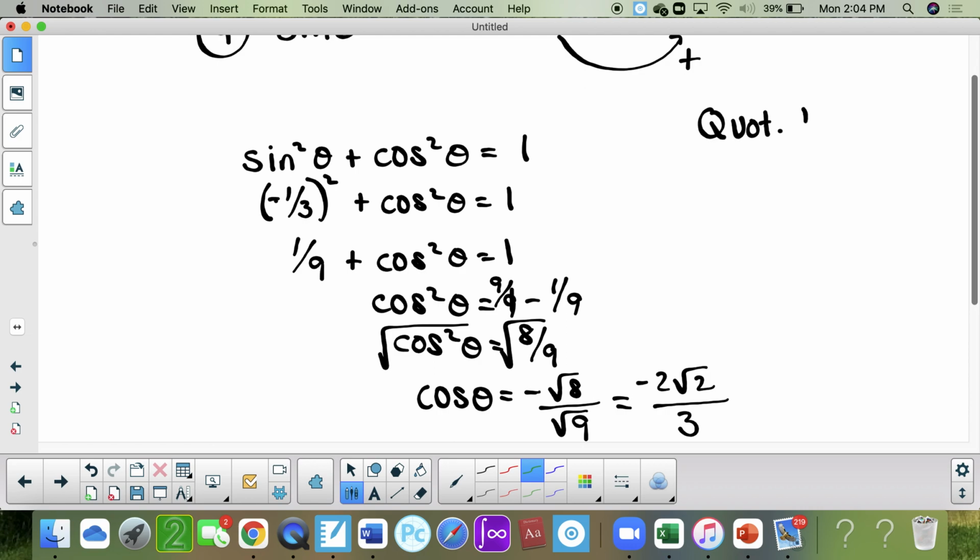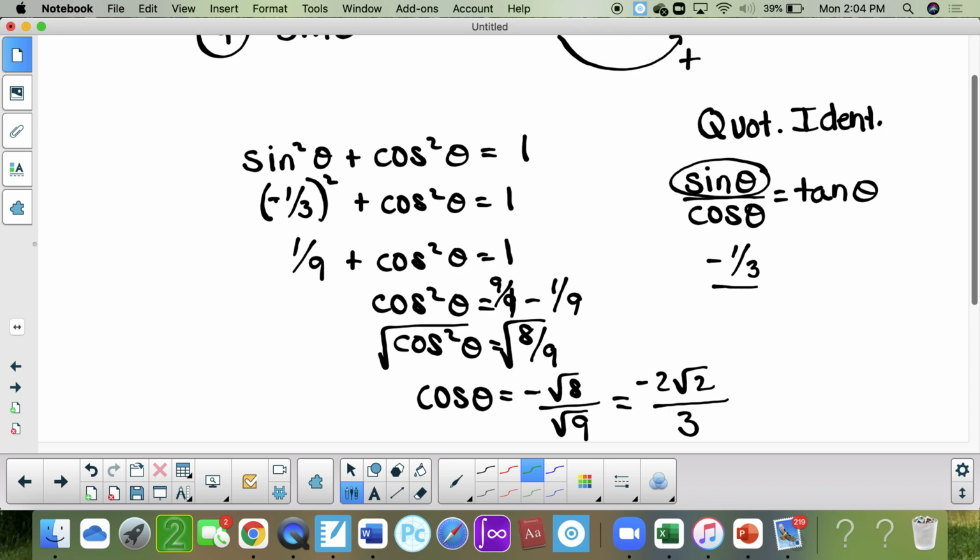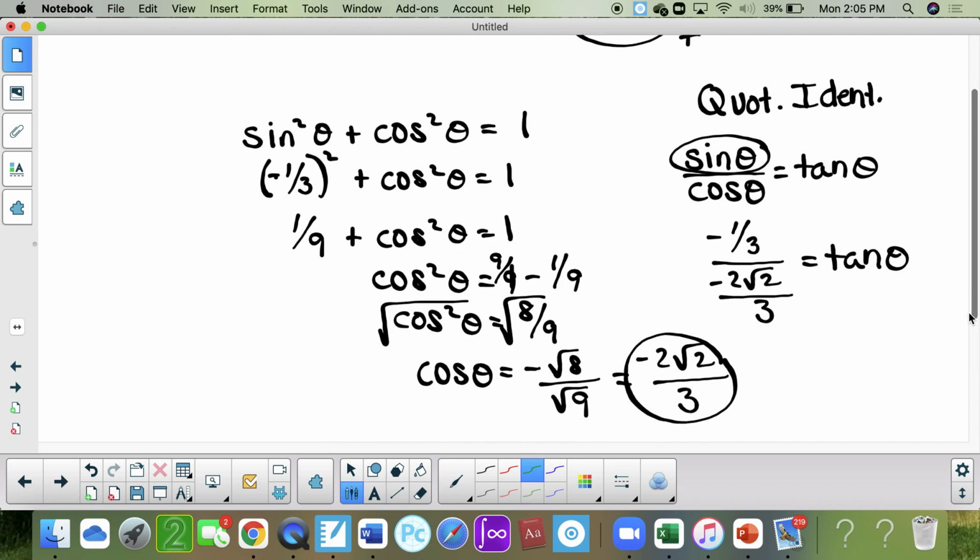And now that I know cosine, and I also know sine, look over there at the quotient identities. Do you notice that it says that the sine of theta over the cosine of theta is equal to tangent? I already know the sine, so I'm going to replace the sine of theta with what was given to me, a negative 1/3. I'm going to replace the cosine with what I found, a negative 2 root 2 over 3. And this is equal to the tangent of theta. And that's what we're trying to find.